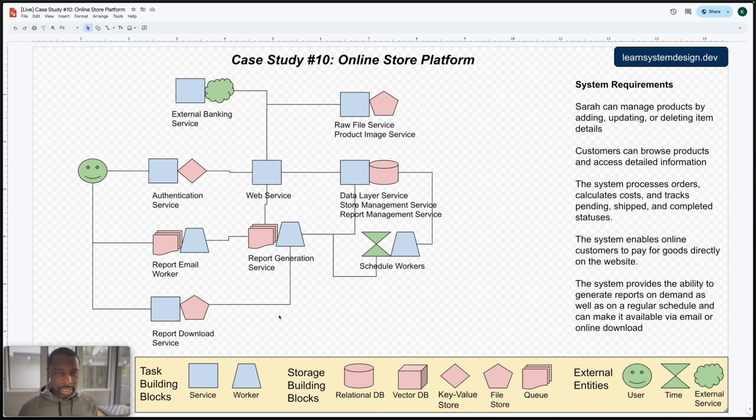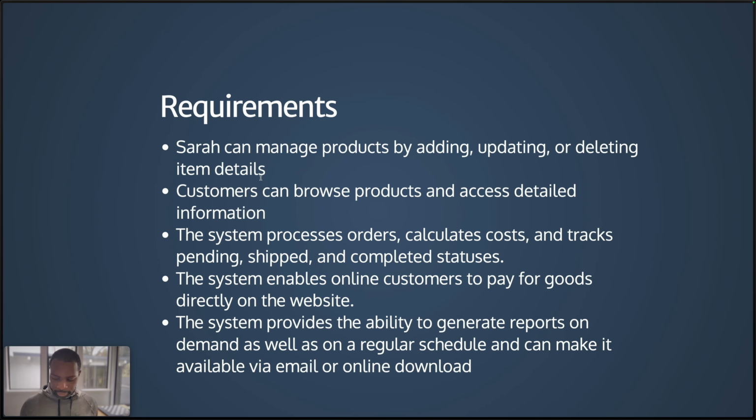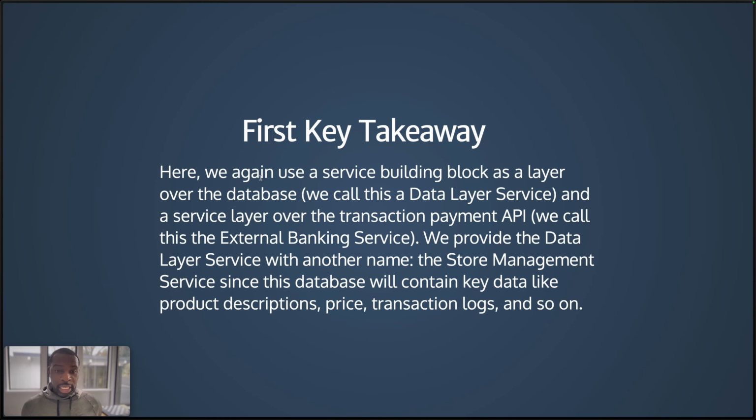All right, so let's go to our key takeaways. First key takeaway: here, we again use a service building block as a layer over the database. We call this a data layer service, and a service layer over the transaction payment API. We call this the external banking service. We provide the data layer service with another name, the store management service, since this database will contain key data like product descriptions, price, transaction logs, and so on.